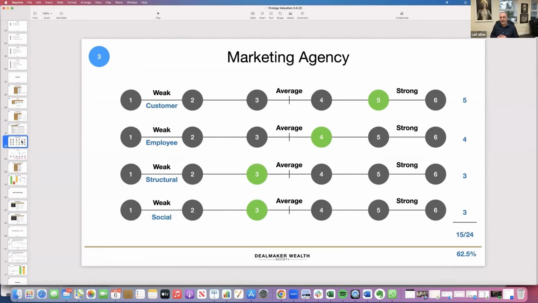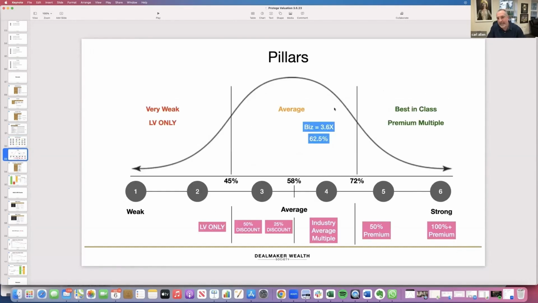transfer value. So let's say it was a 5 for customer, a 4 for employee, a 3 for structural, and a 3 for social. So it's below average on structural capital and social capital. It's above average on employee, but really good, strong customer capital. So that's giving us a 62.5% transfer value score, which is 15 out of 24. And that places the business right bang in this industry average multiple range.